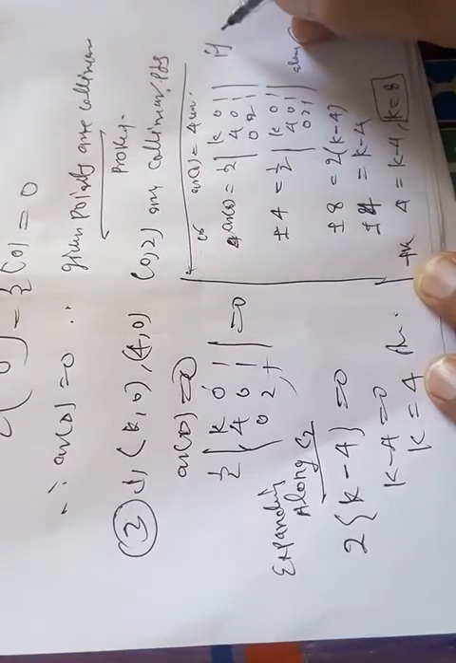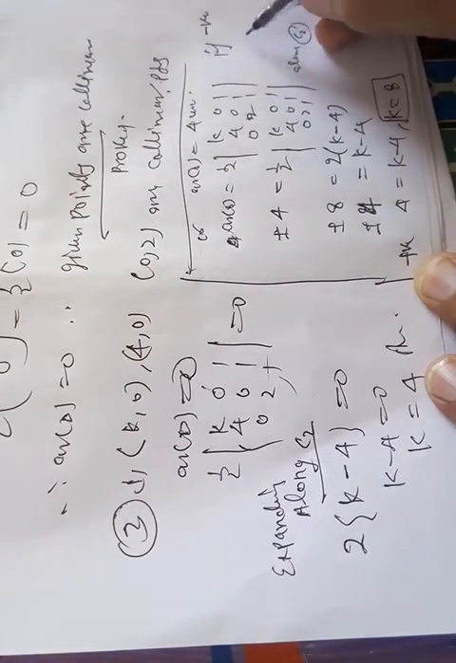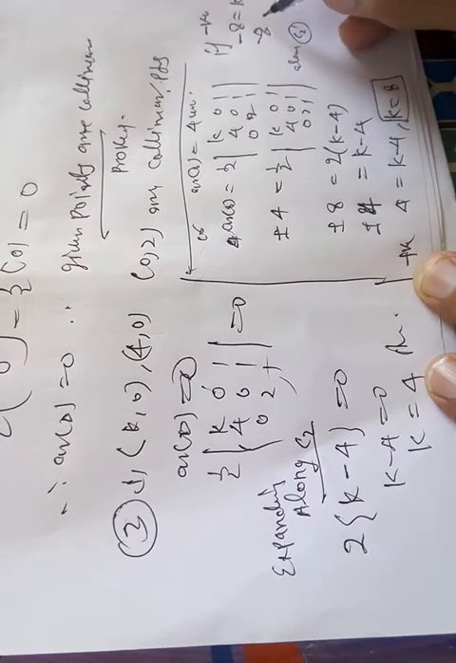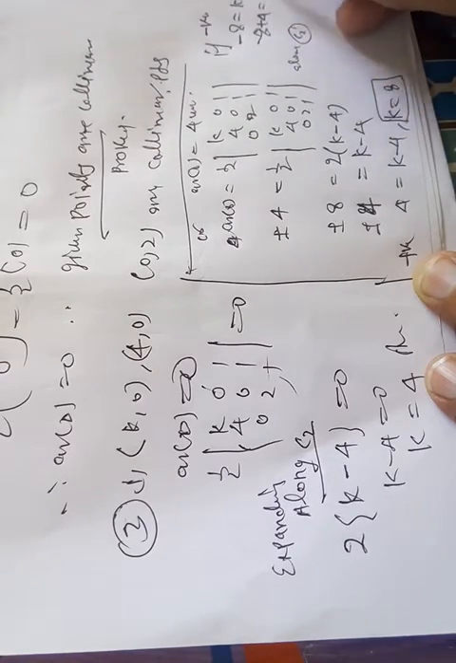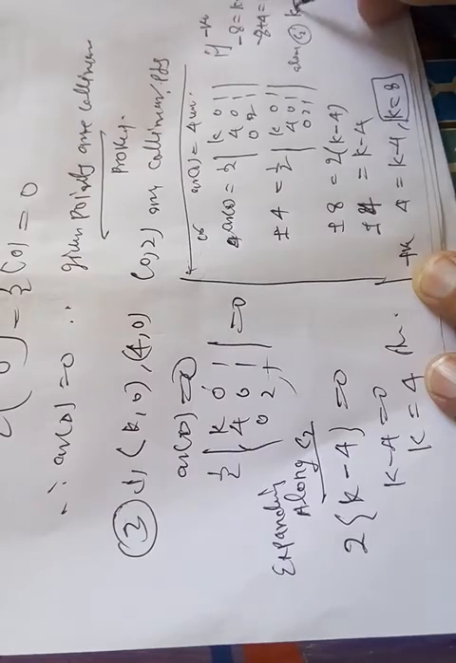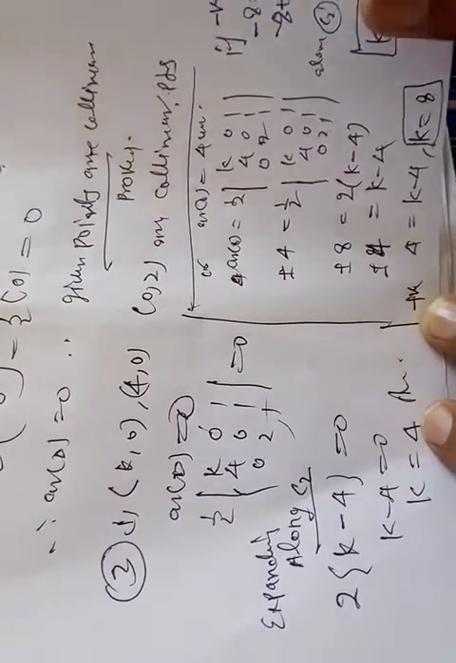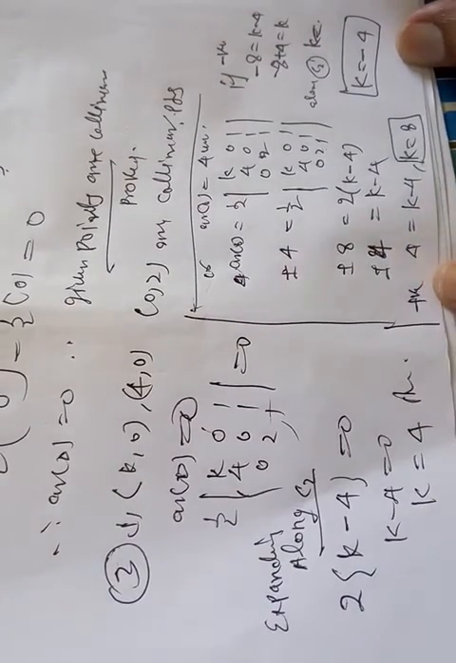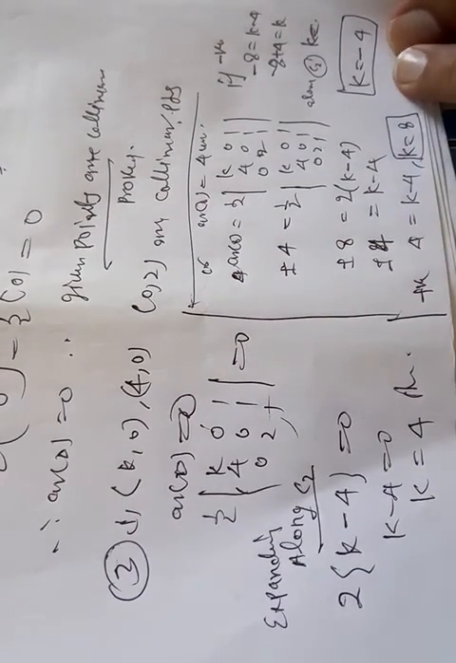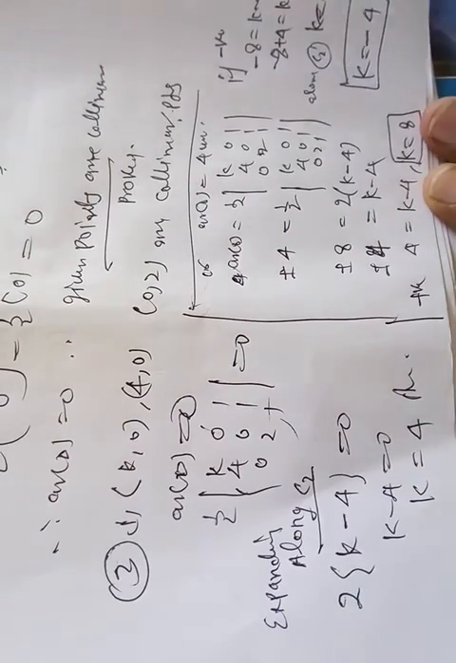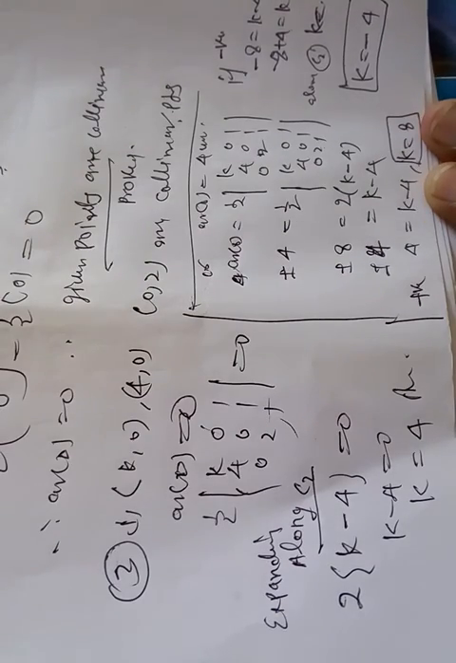If the negative value, minus 8 equals k minus 4, so minus 8 plus 4 equals k, then k equals minus 4. Okay, clear? This is the positive value, plus 8, and the negative value this side. You can solve this type of question. Okay, thank you. If any doubt, you can ask 2 questions.